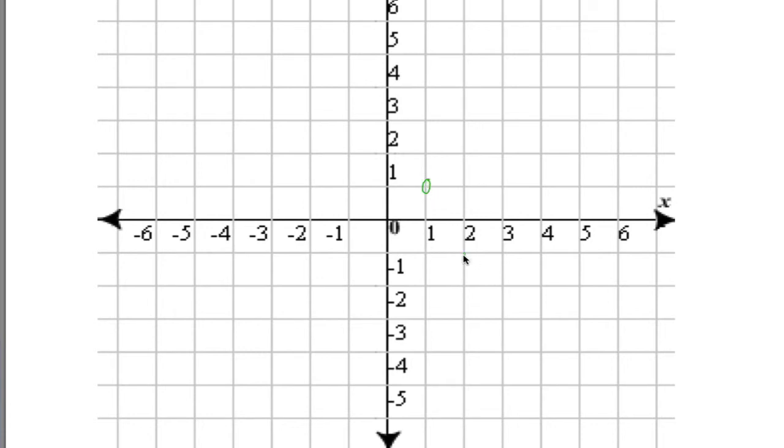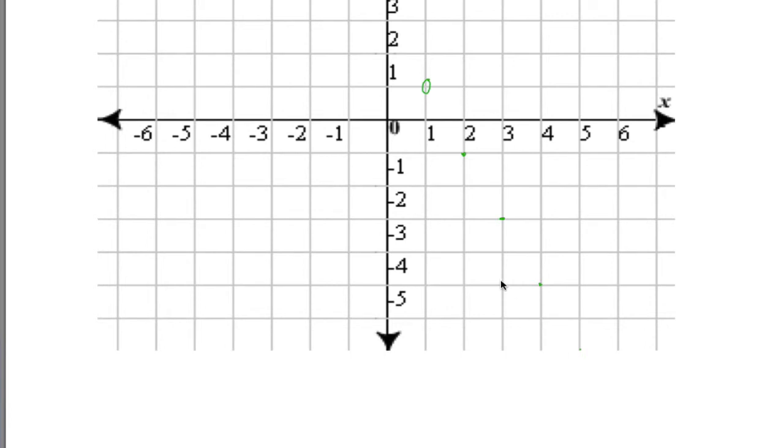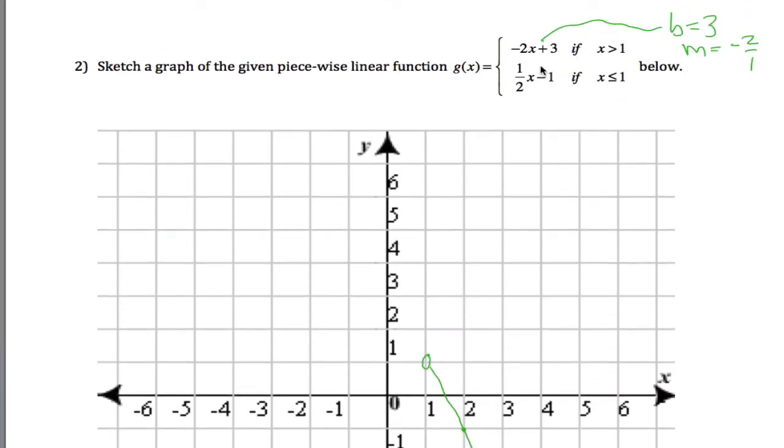Down 2 more over 1, down 2 more over 1. You don't need to make all these dots, but I will because it's hard for me to draw on the computer. I want to connect those dots with something that resembles a straight line. Well, good enough. This represents this part of the equation.